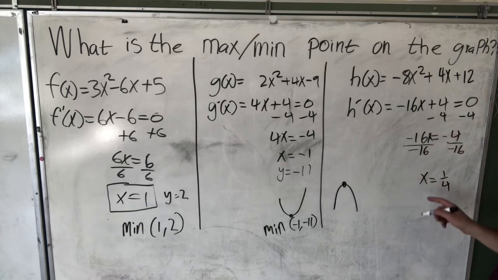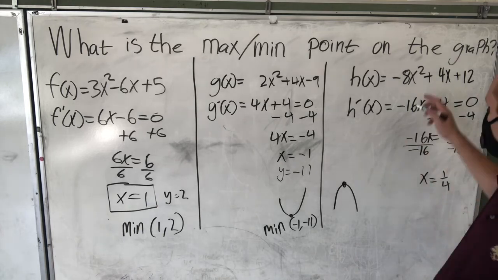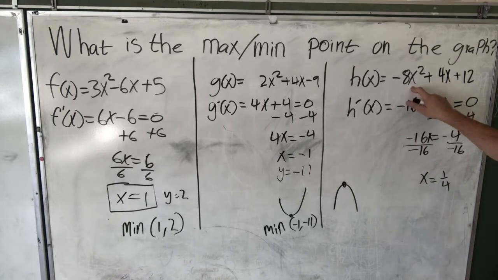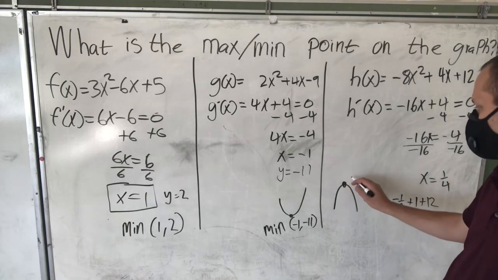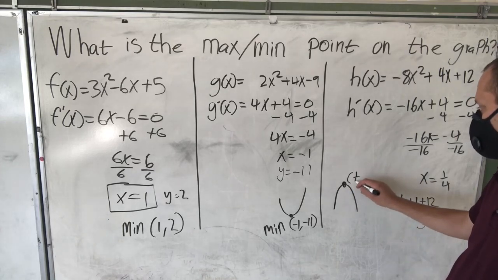Let's go through and finish this. So I'm going to plug 1/4 in. That's going to be 1/16, so that's negative 1/2. Here, 1/4 times 4 is 1, plus 12, so our y value is going to be 12.5. So this point right here, the highest point on the graph, is going to be (1/4, 12.5).